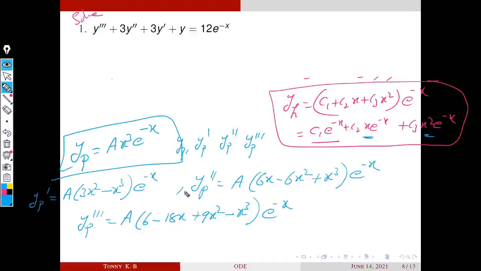Okay, anyway, these are the derivatives. Yp dash is equal to this. You simply apply the product rule. a is a constant, so x cube into the derivative of e raised to minus x, that is minus e raised to minus x. That's why this term is minus x cube e raised to minus x.